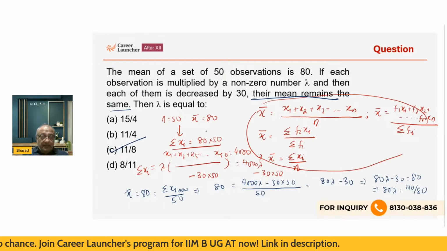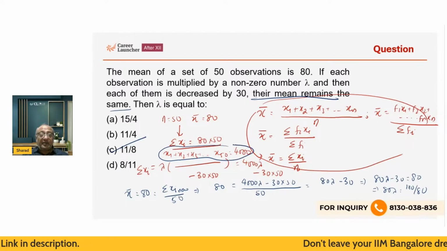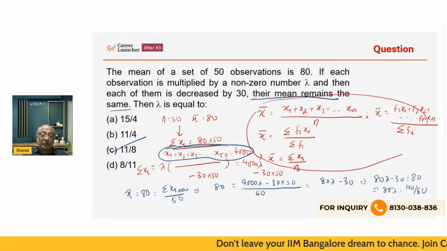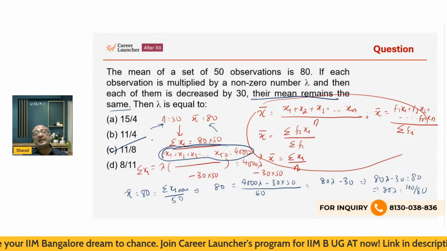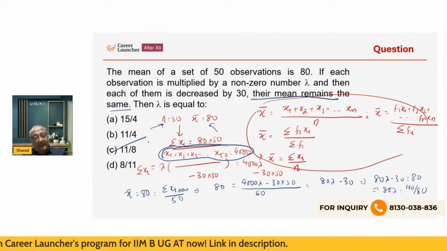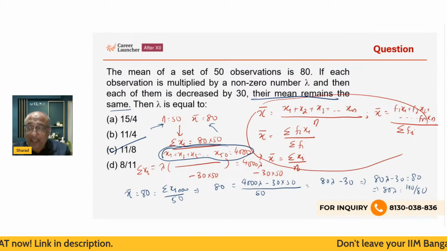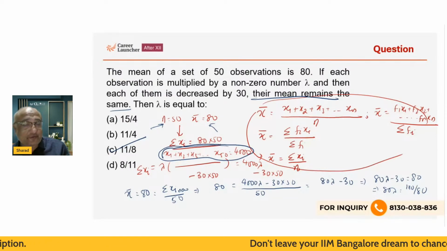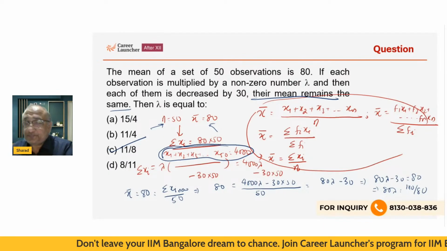So please remember this, it is a lifesaver wherever it appears in a problem: number of observations into mean is equal to sum of observations, right? Number of observations into mean is the sum of observations. Hopefully this will help you in your final examinations, when you're writing your entrance examination, and in future also, when you're doing your courses.